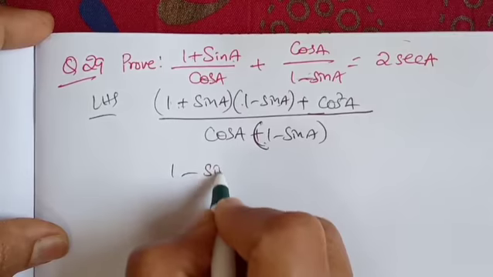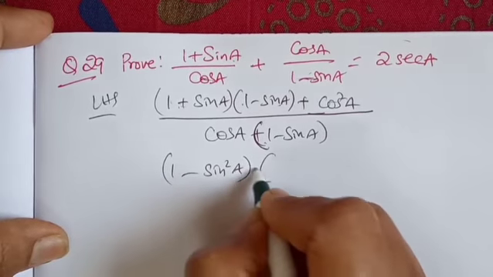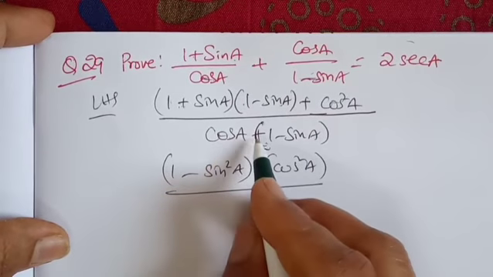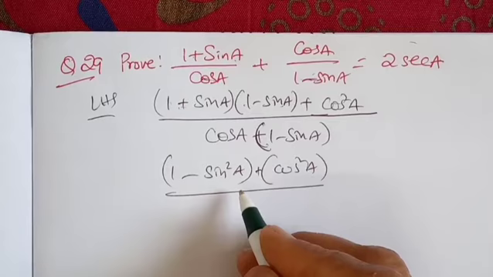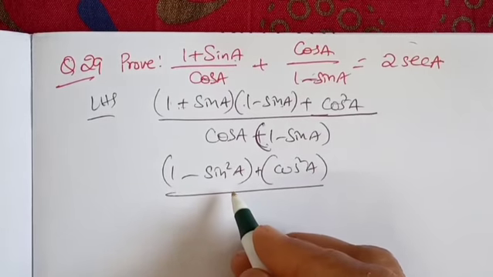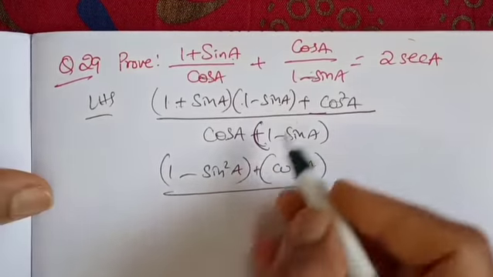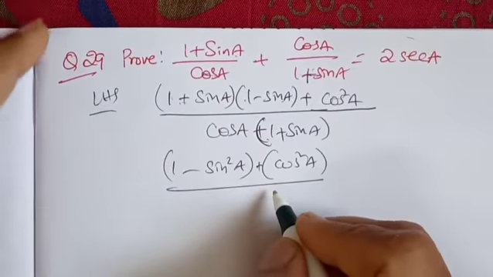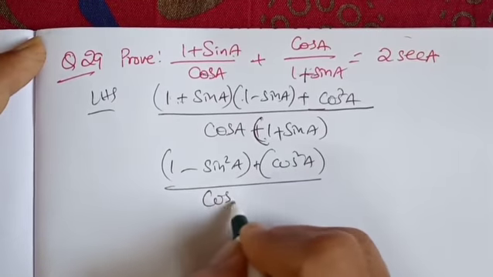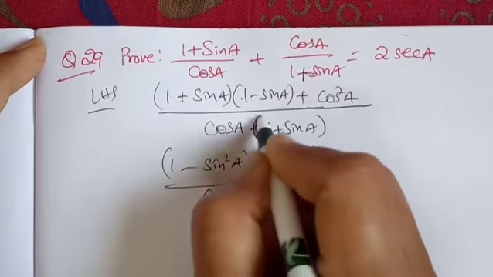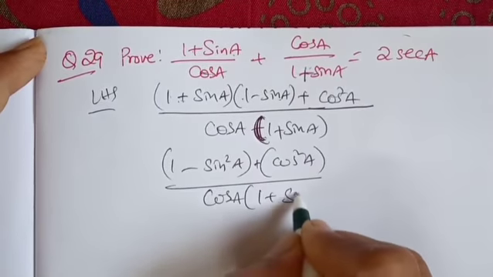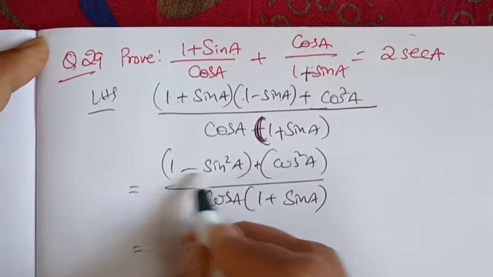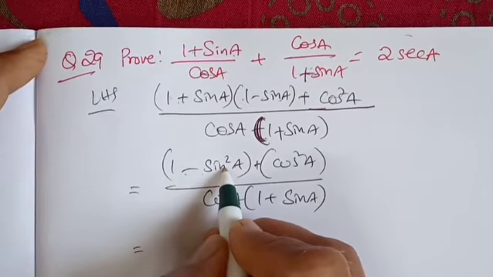Means what? 1 minus sine square A plus cos square A by cos A into 1 plus, and this is also 1 plus, children. Okay. So cos A into 1 plus sine A. Okay, yes. Now here again 1 minus sine square A is 1 minus sine square A.